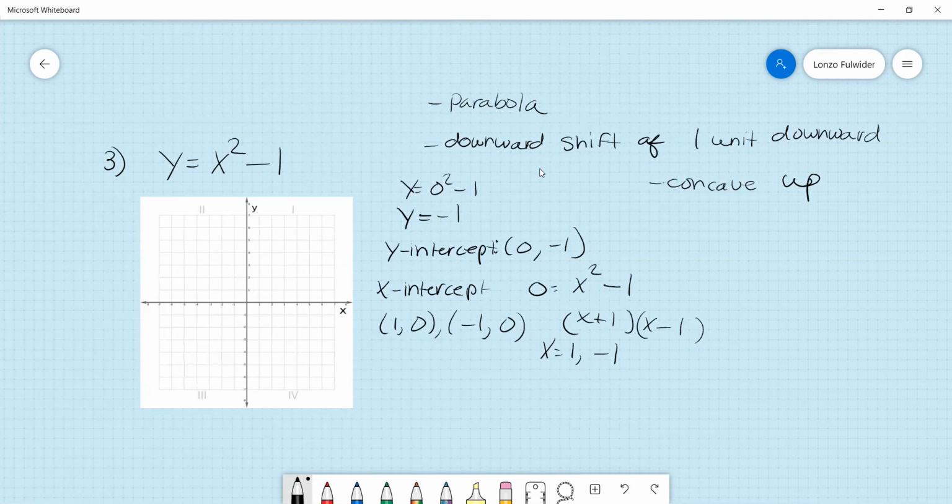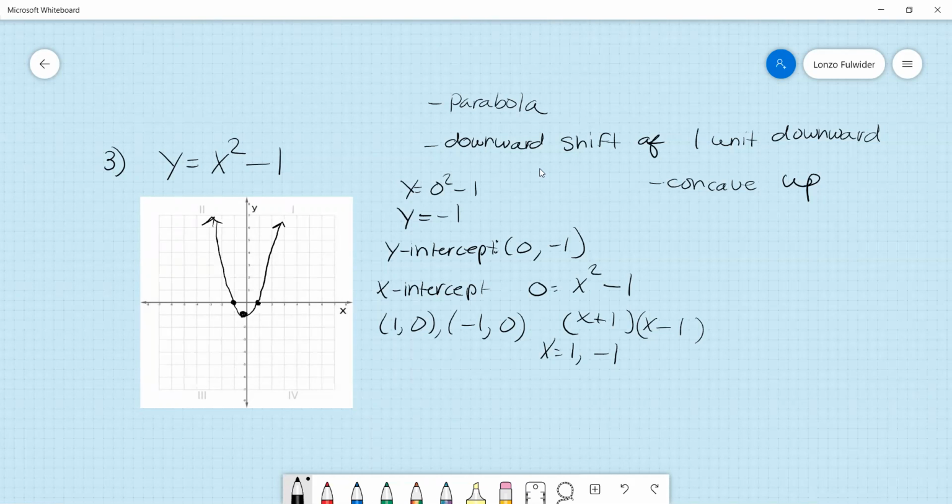So first what I'm going to do is plot the y-intercept. So here's 0, -1. Now let's plot my x-intercepts. 1 is here, and the other one's right here. And then just make the U shape. There, good, did it. So here's your parabola. And then what else? Yep, that's it.